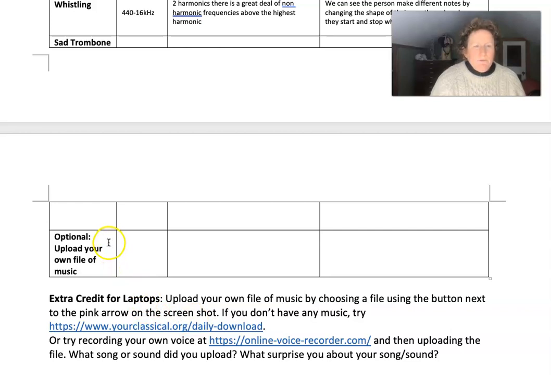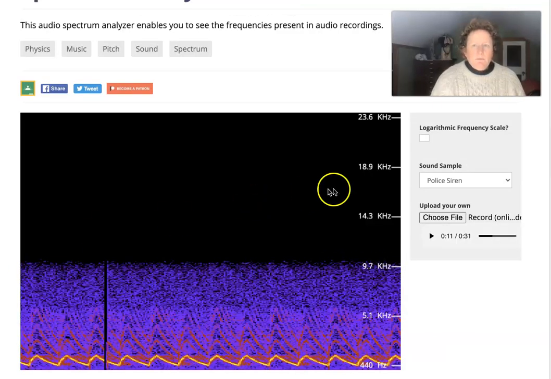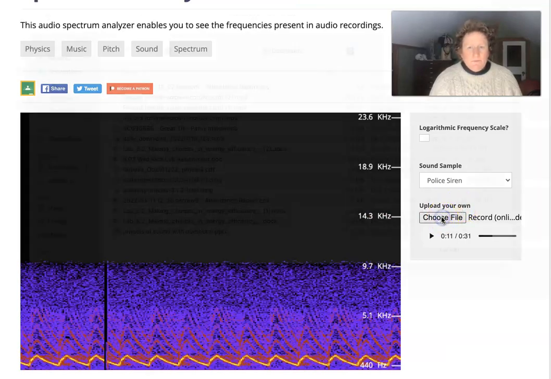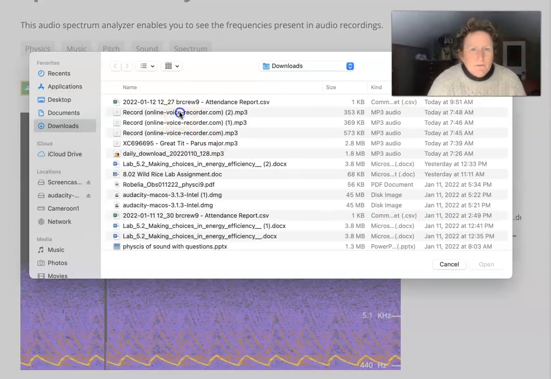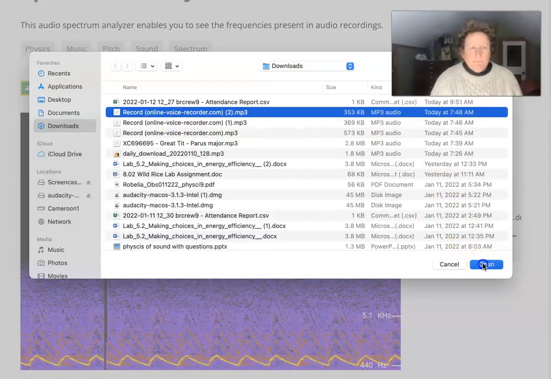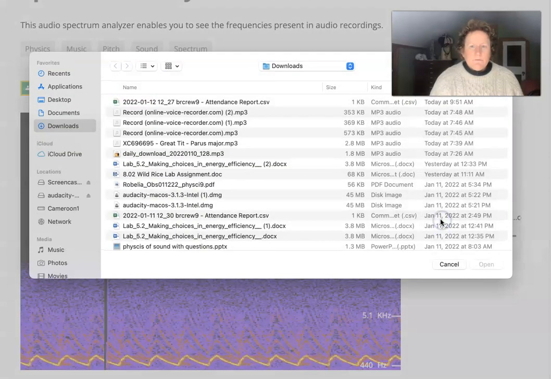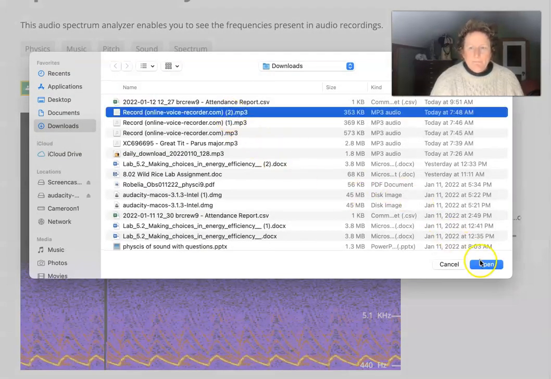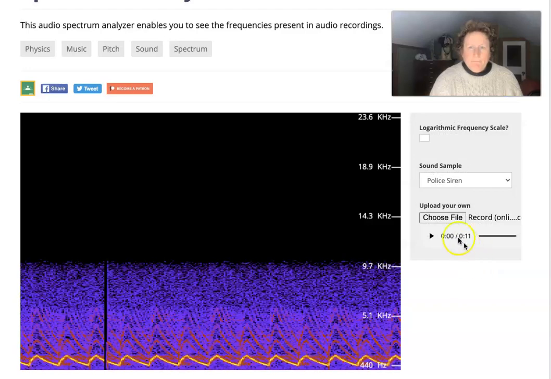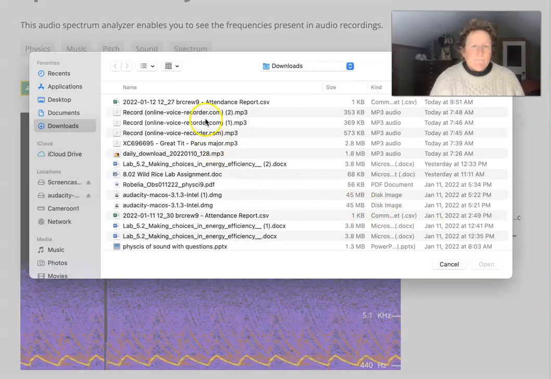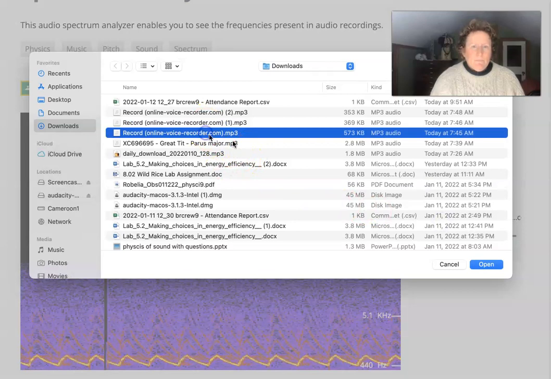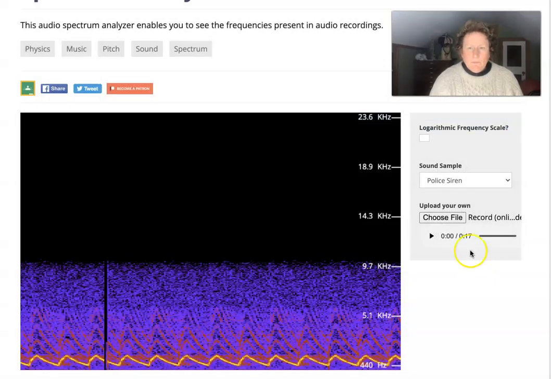The optional thing you can do is upload a file of your own music. And you do that by saying choose file and then grabbing a recording here. For some reason that didn't take. There we go.